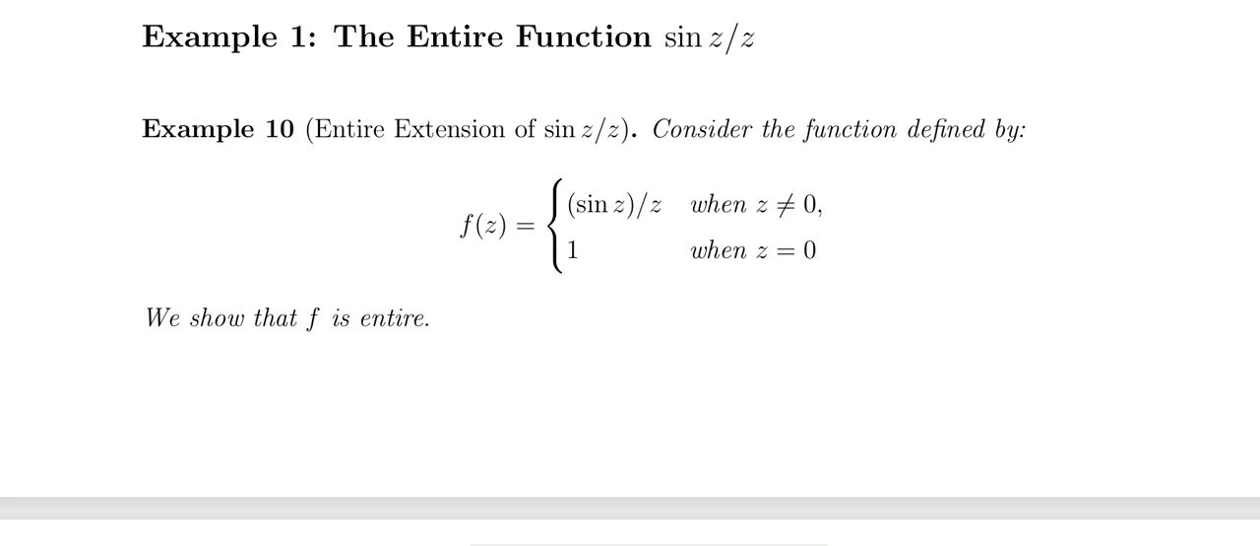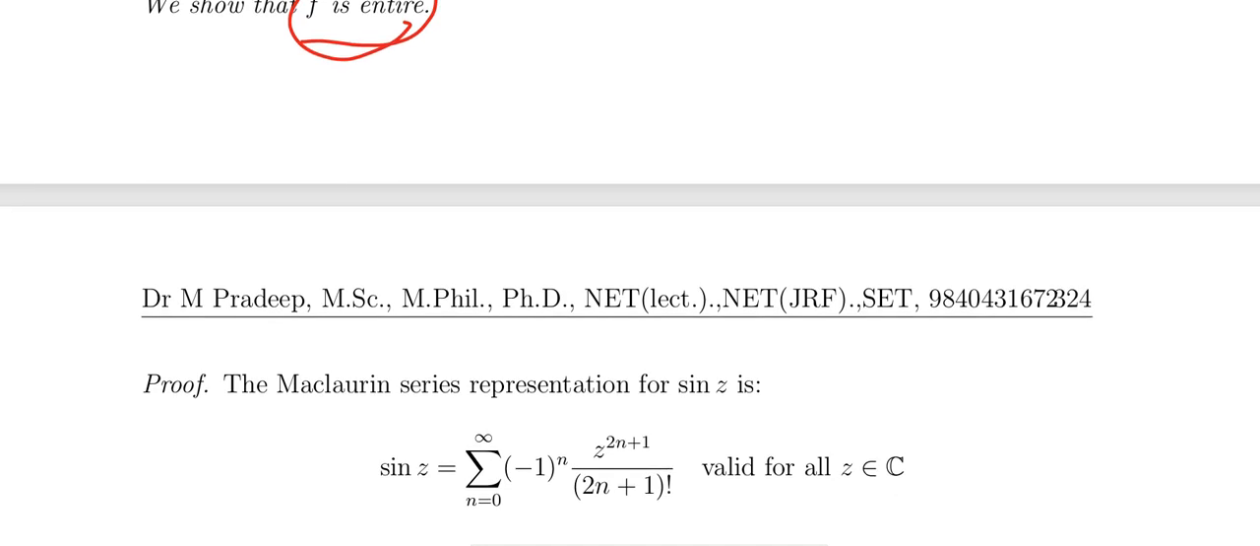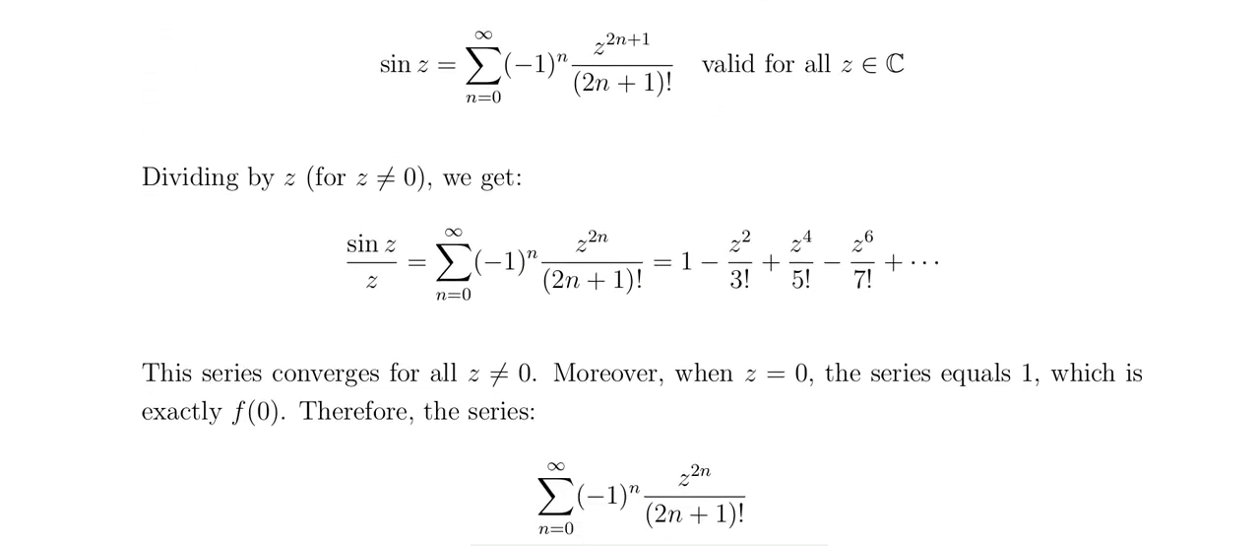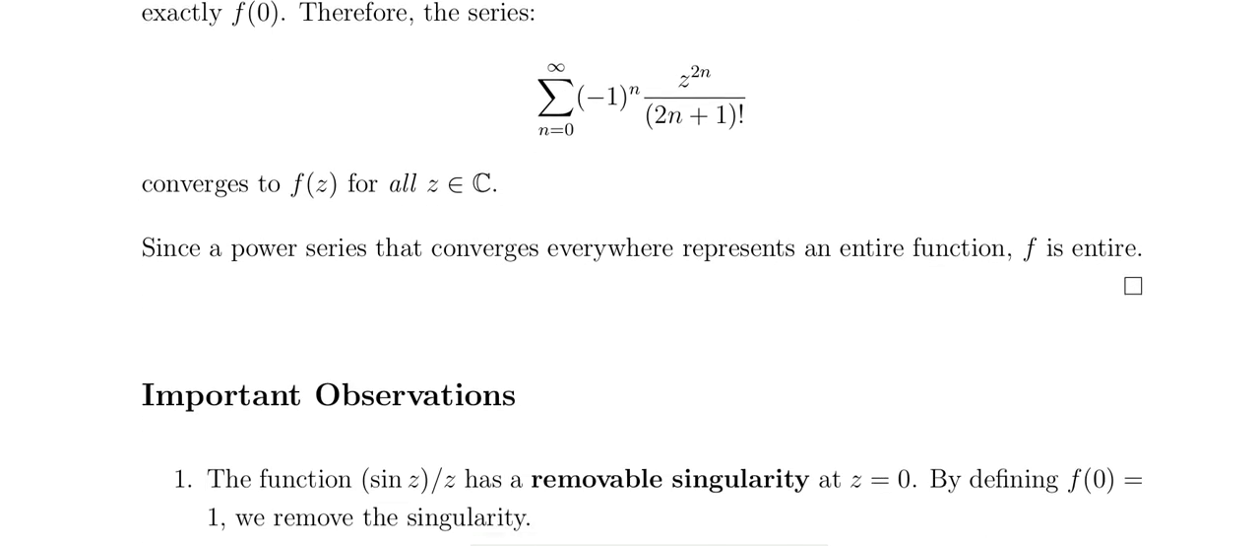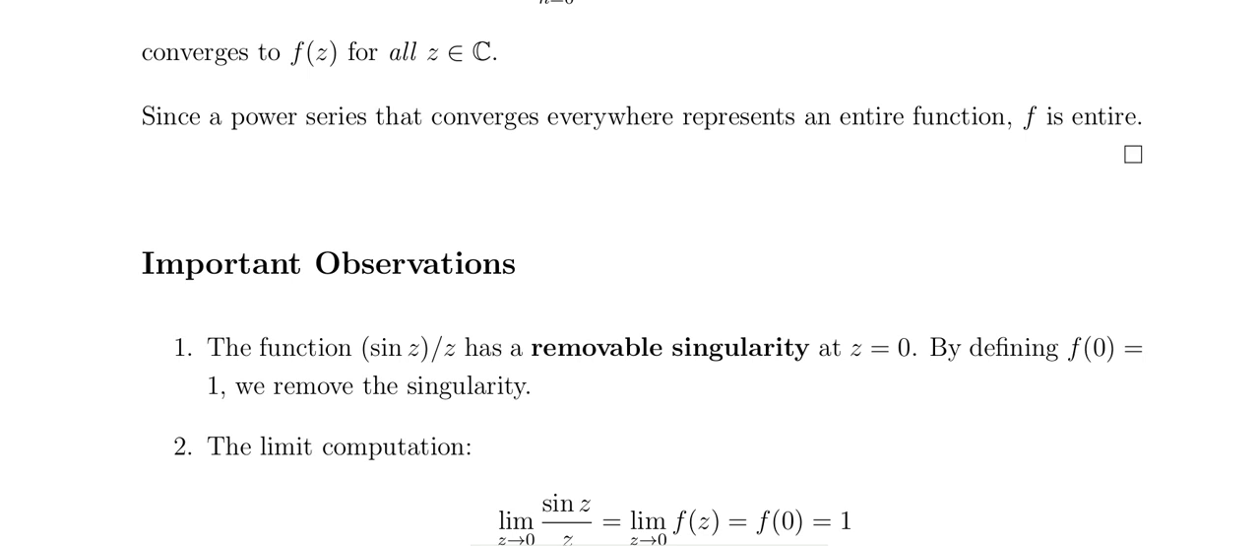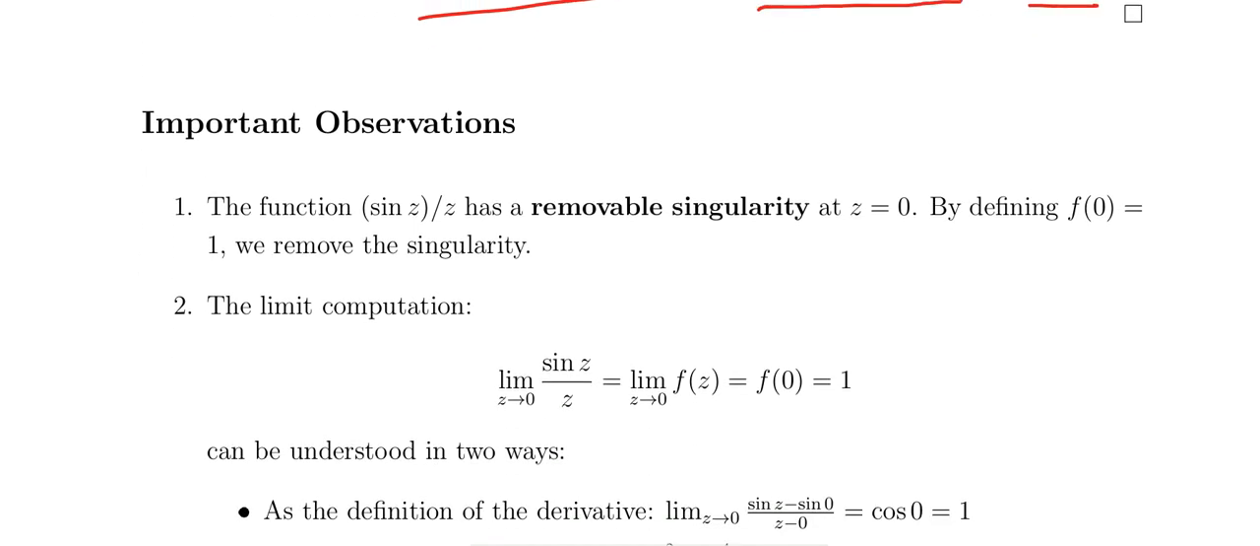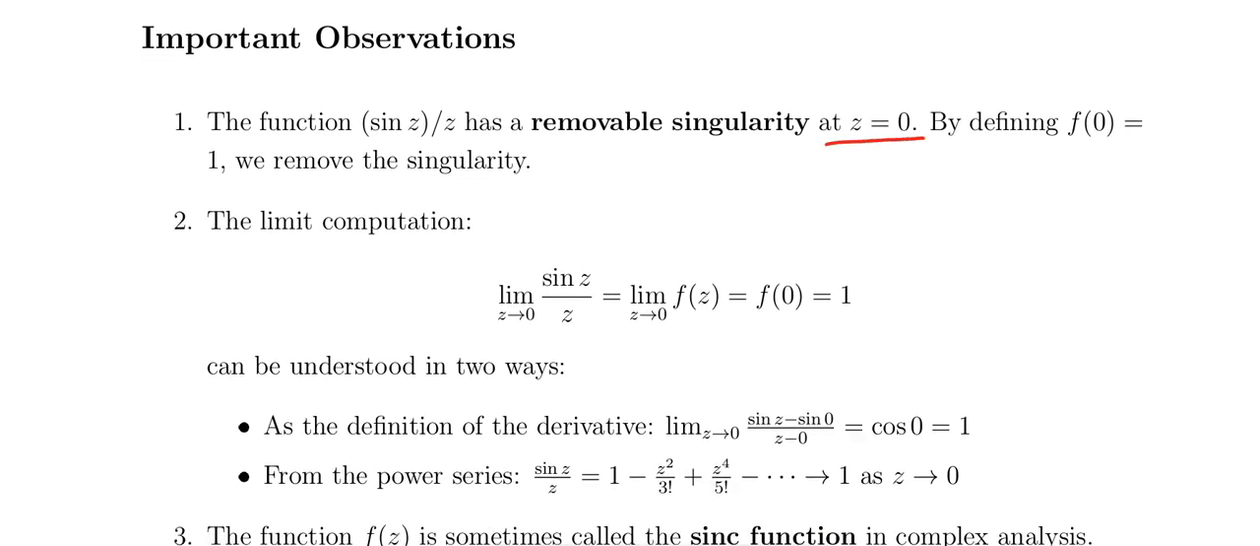So this is the entire extension of the function sin z by z. The function is sin z by z for z not equal to 0, and 1 at z equal to 0. So this is an entire function, analytic everywhere. When I expand it, the power series converges everywhere and represents an entire function. And sin z by z has a removable singularity at the point z equal to 0, that is f of 0 equal to 1 removes the singularity.